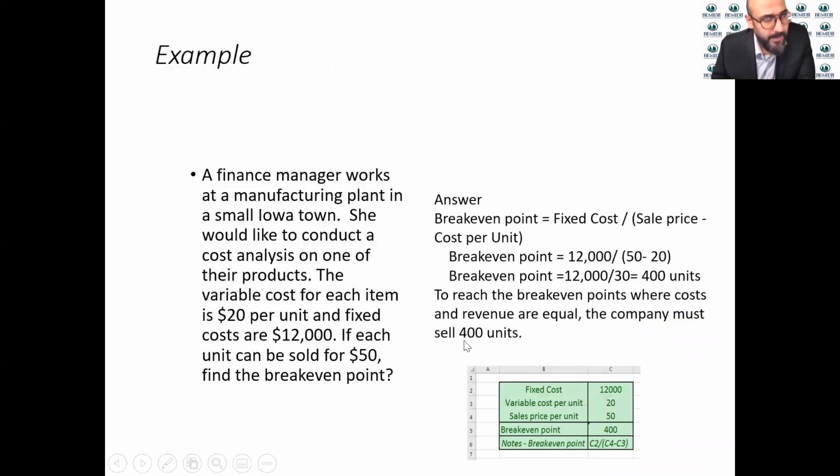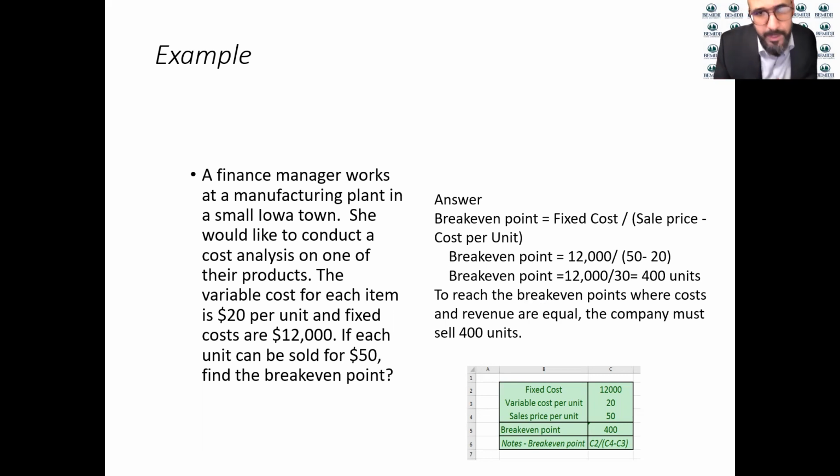Let's take a look into this example. A finance manager works at a manufacturing plant in a small Iowa town. She would like to conduct a cost analysis for one of their products. The variable cost for each item is $20 per unit, and the fixed costs are $12,000. If each unit can be sold for $50, find the break-even point. The break-even point would be the fixed cost, $12,000, divided by the sales price, 50, minus the $20 per item, which is the variable cost. The break-even point would be 400 units.